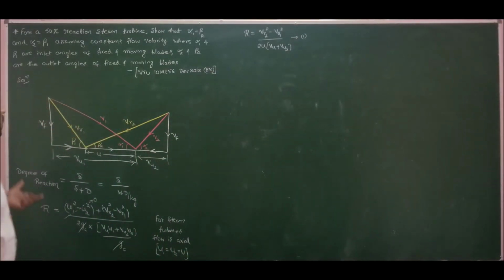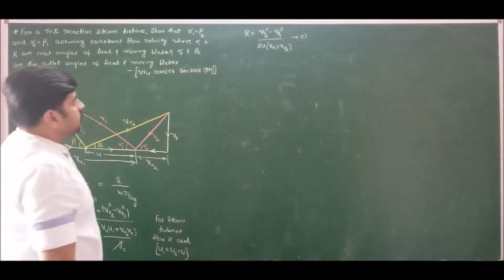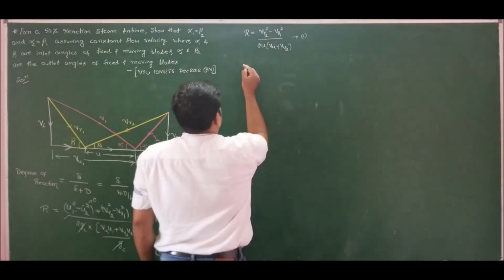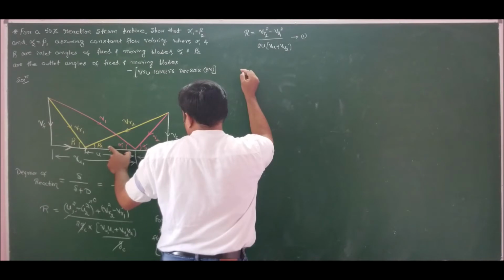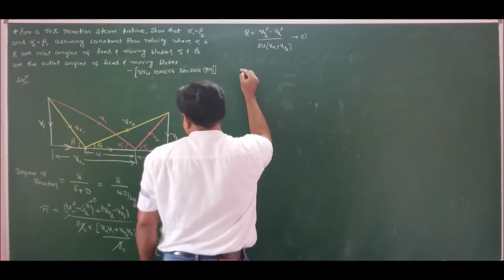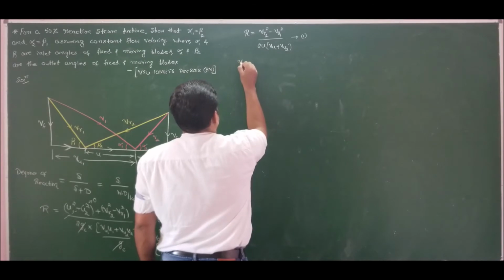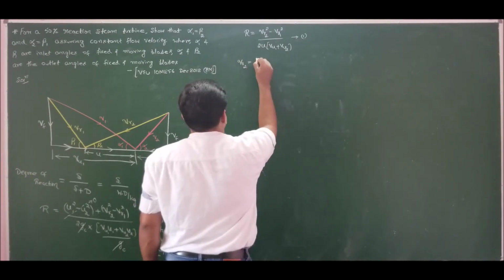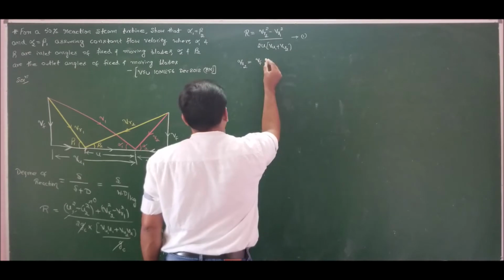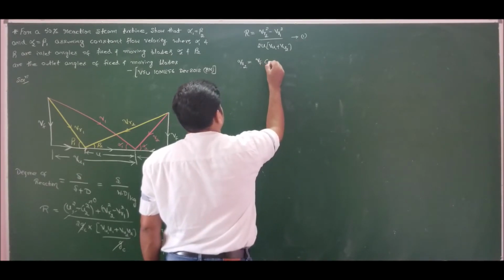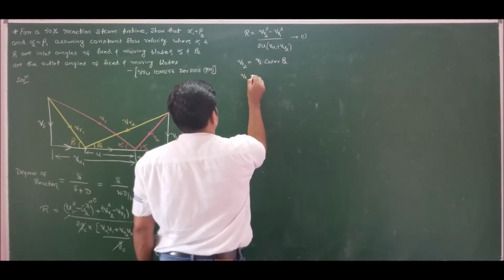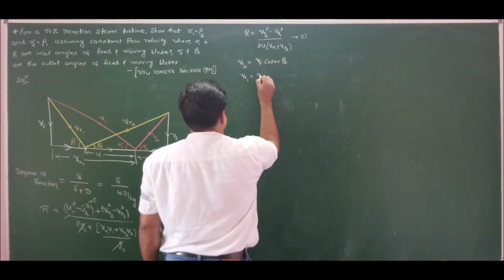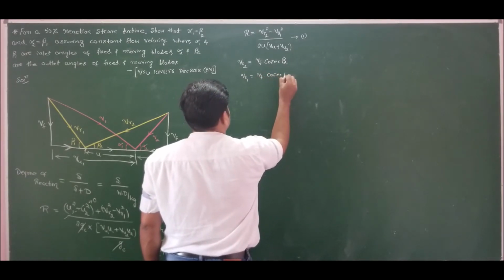Now since flow velocity is given as constant, express all the parameters in terms of flow velocity. So if I do that, I will get VR2 as Vf cosecant beta 2. So therefore I can write VR2 as Vf by sin beta 2, and 1 by sin beta 2 is cosecant beta 2. Similarly, I can write VR1 as Vf cosecant beta 1.